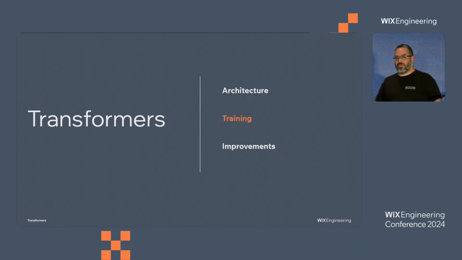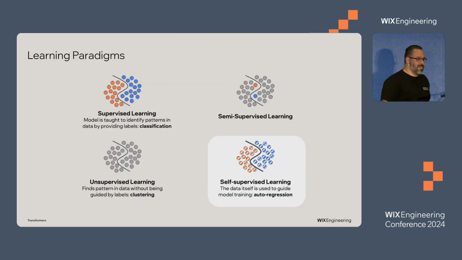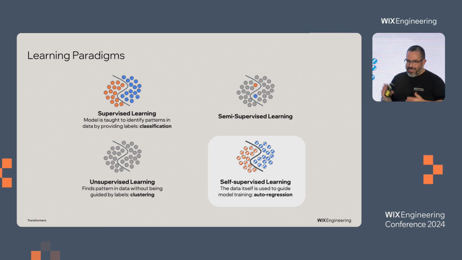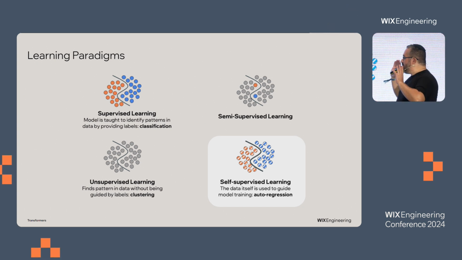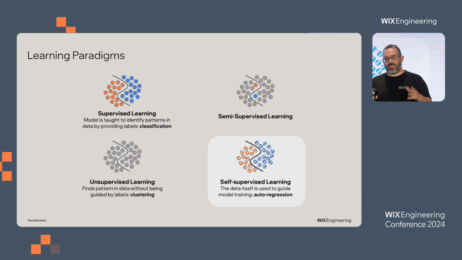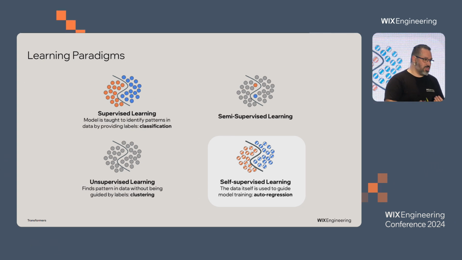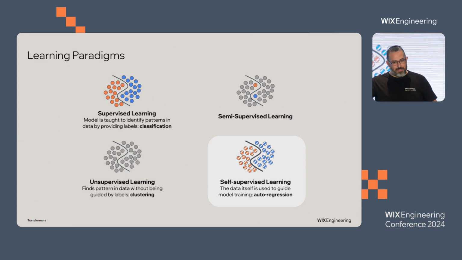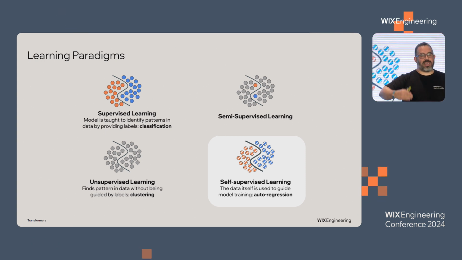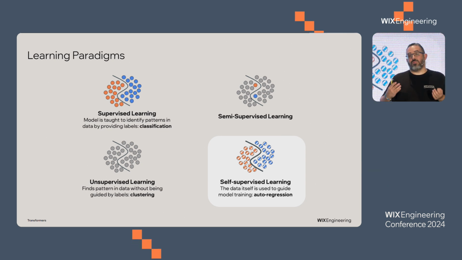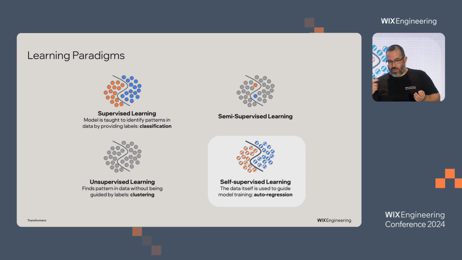Okay, so how is a transformer trained? I'm just going to give a bit of background for those of you that aren't familiar with machine learning. There are many different learning paradigms. So how do we get a model to learn to do a particular task? Remember what I mentioned earlier: these models contain parameters, or values, that can be tweaked in order to get the model to produce a particular output that we want.